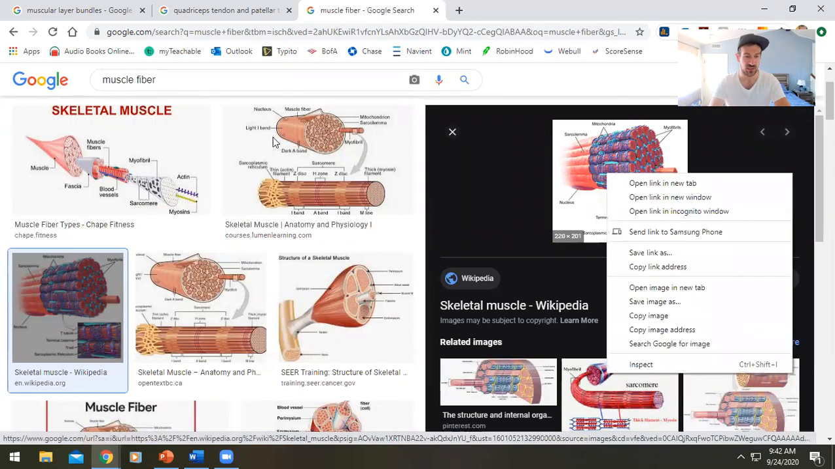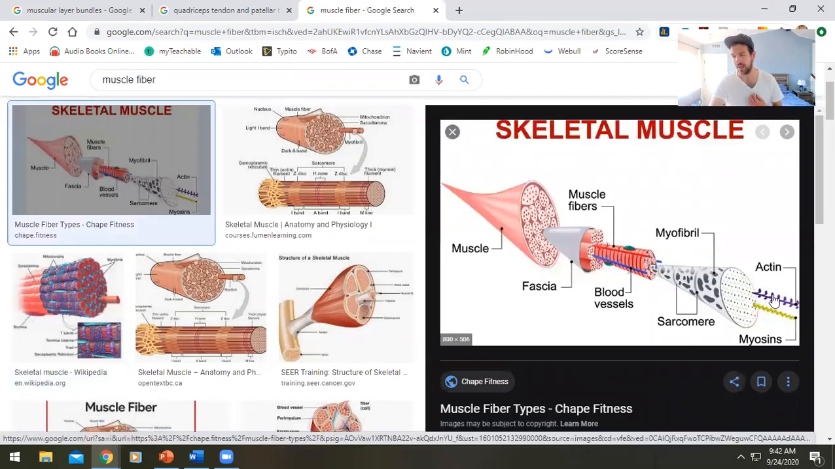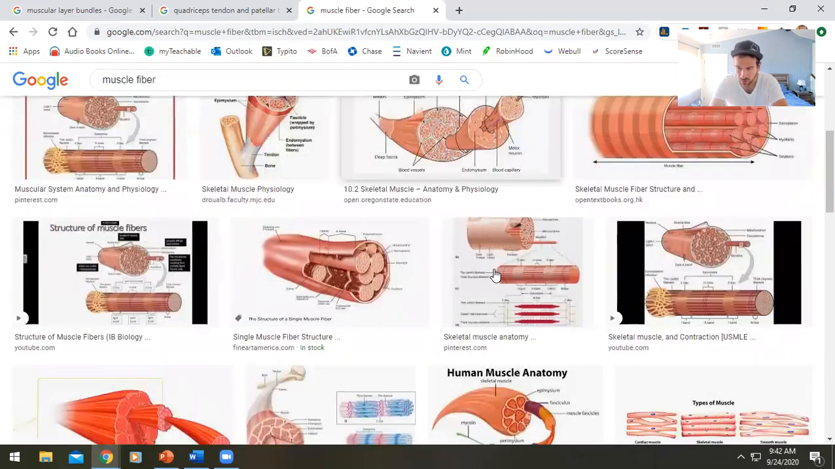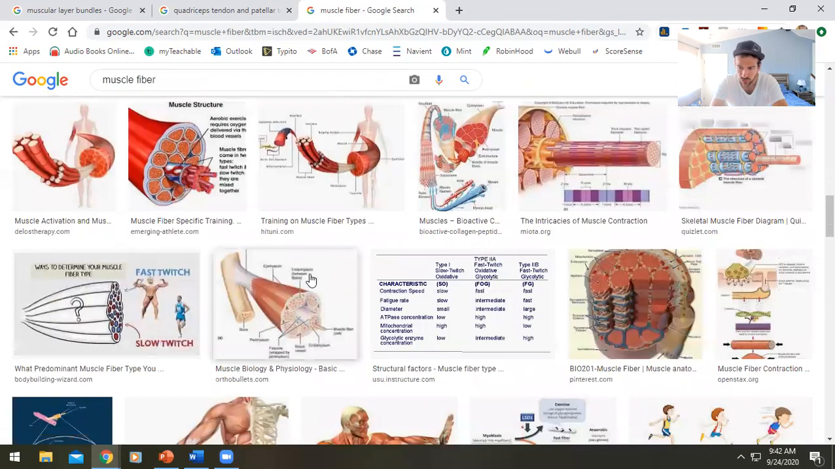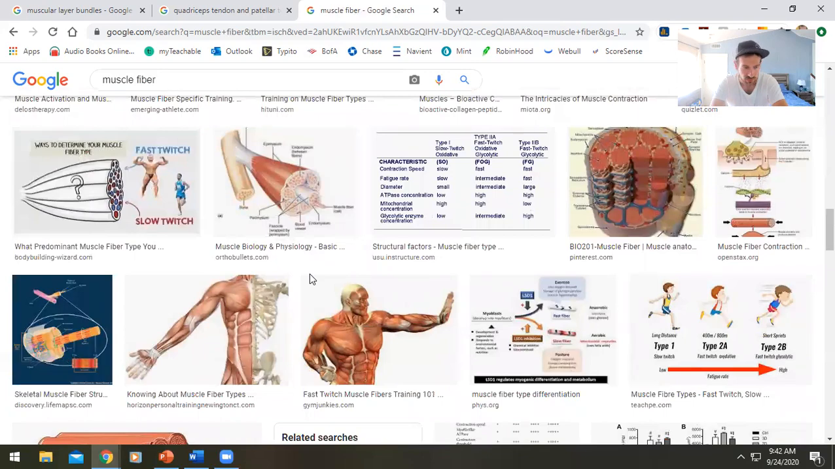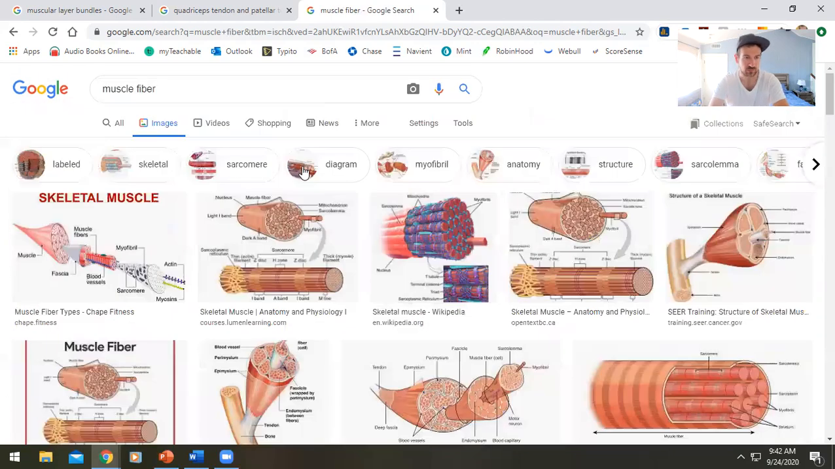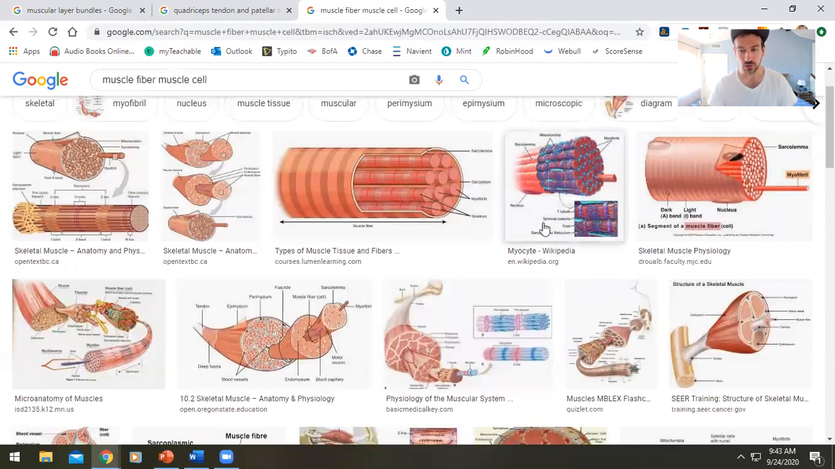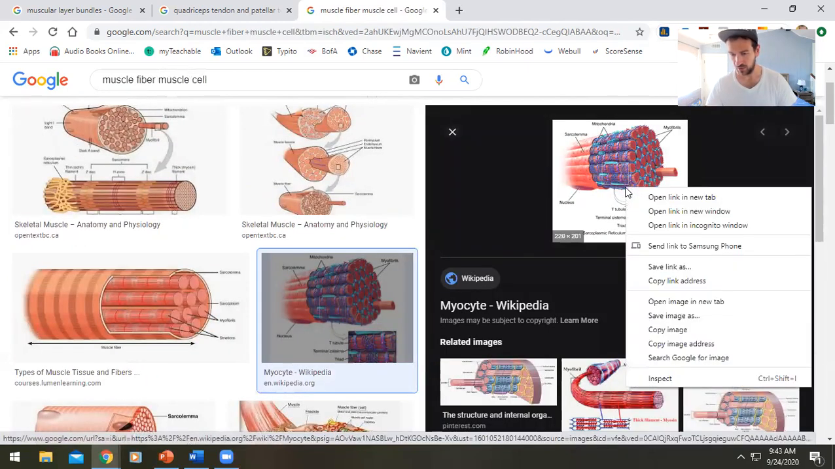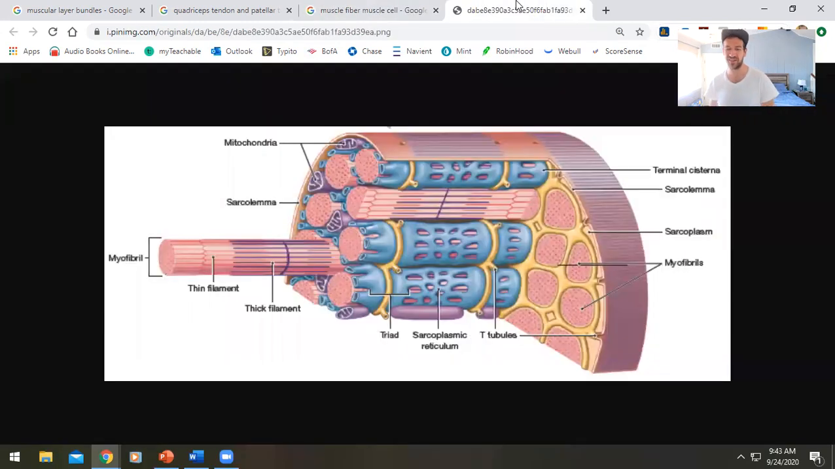You can see, oh, that's actually great. Look at that. That's an even better picture because you can see the actin and the myosin there. Hold on. Not quite getting what I want. Muscle fiber, muscle cell. How do I do that? That's closer. All right, we'll go with this one. I just don't like this one because it's low quality. Ah, there we go. All right, so let's look at our muscle cell here.